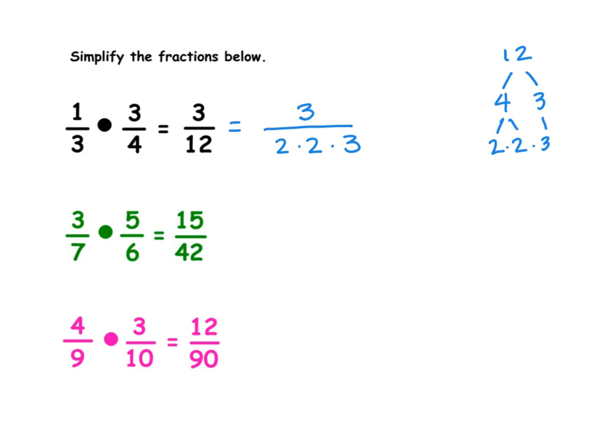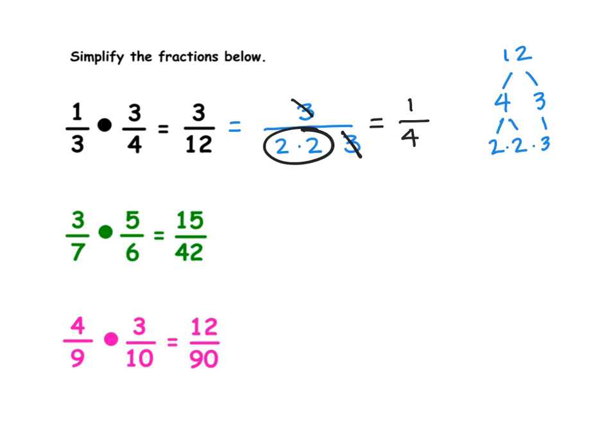Now, here's where it gets cool. 3 is on top and on the bottom. They are common factors, and 3 divided by 3 is 1. So the simplified fraction is 1 over 2 times 2 is left over, which is 4. So that's my answer. It's just that easy.